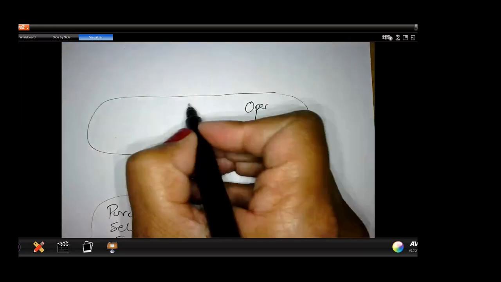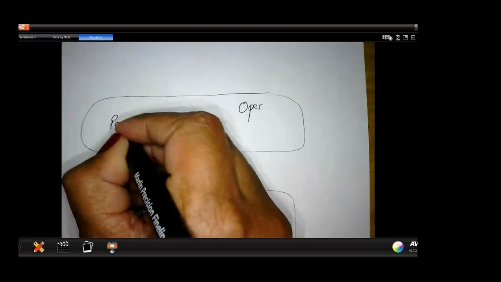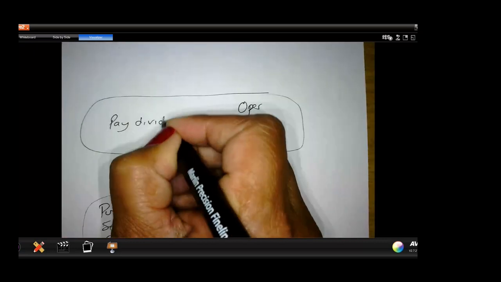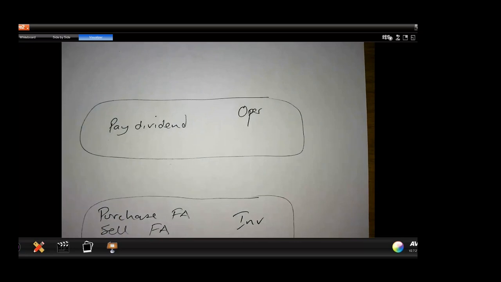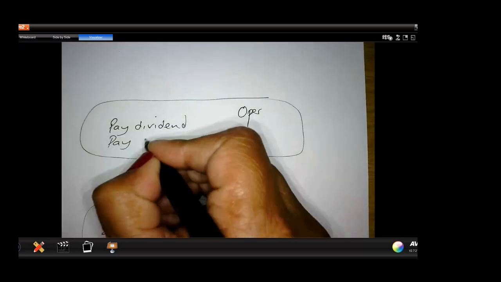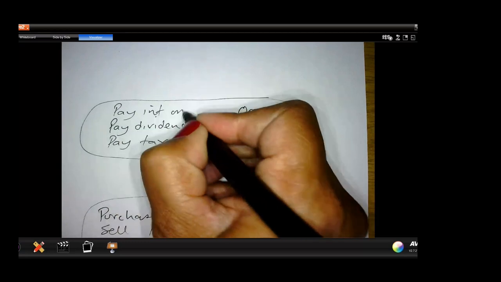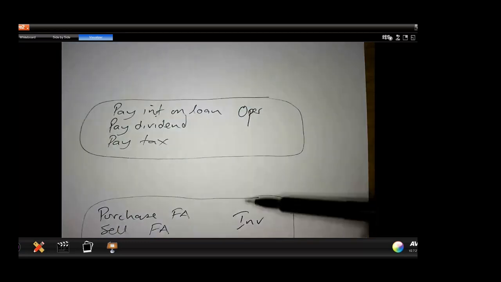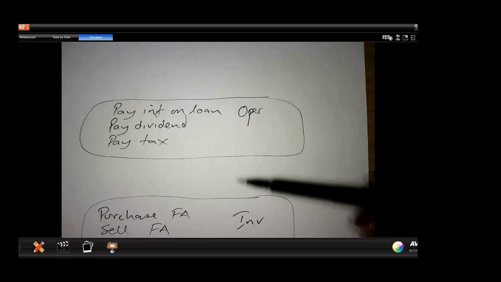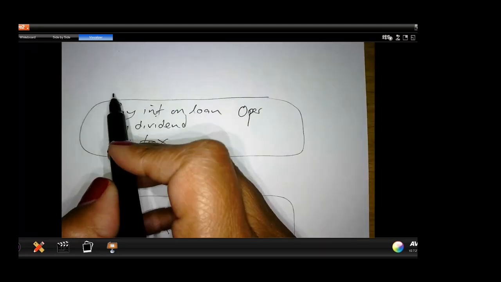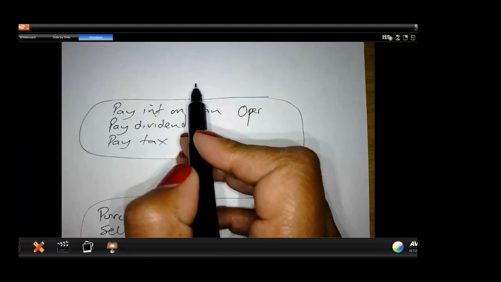But the most important here is I pay a dividend. And I'm sorry for my handwriting. I prepared a beautiful PowerPoint. And I pay tax and I pay interest on loan. Okay, so that is my operating activities there. There's obviously the cash generated from operations here.